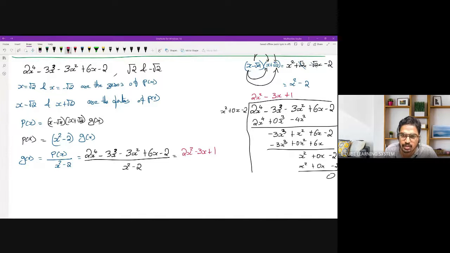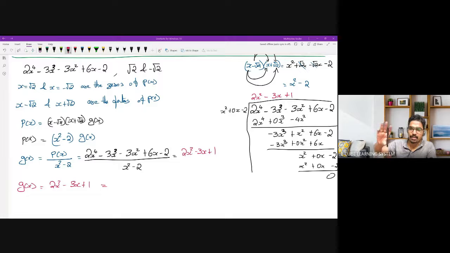Now, if g of x is obtained, what is our next step? Once g of x is obtained, what should we do next? Factorization. We should factorize. g of x is equal to 2x square minus 3x plus 1. We should apply the method of factorization.